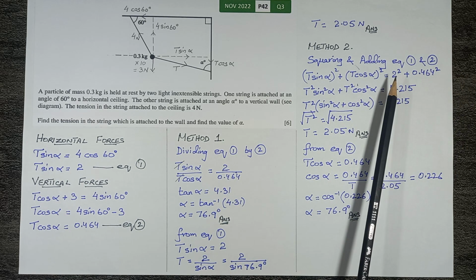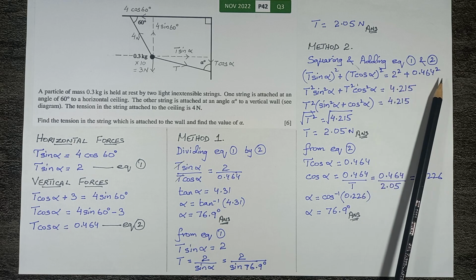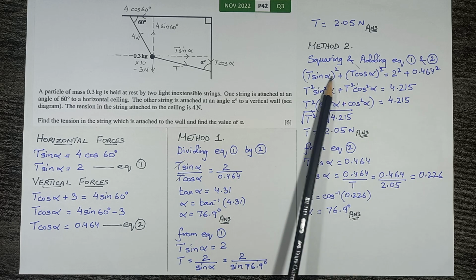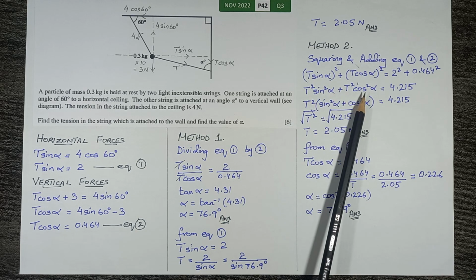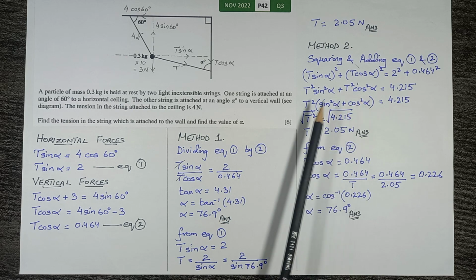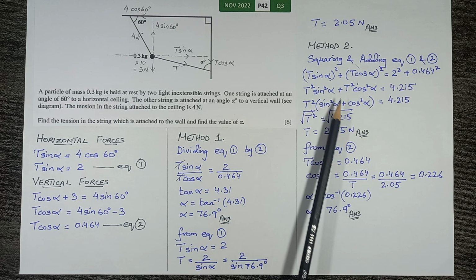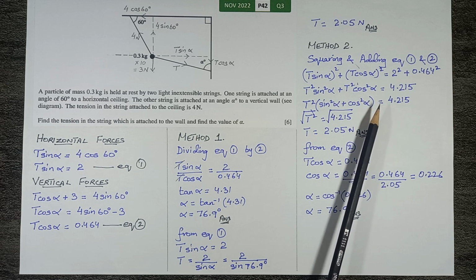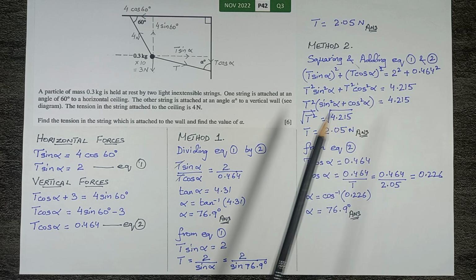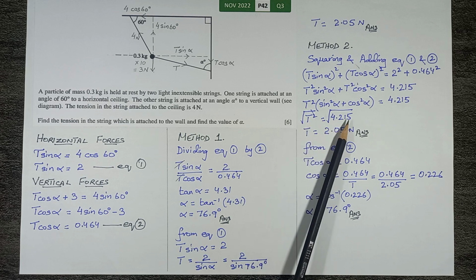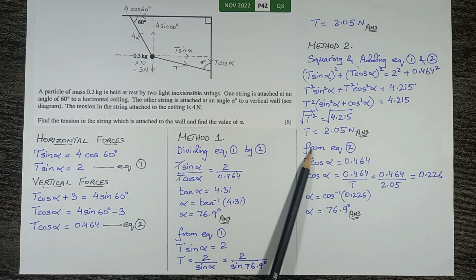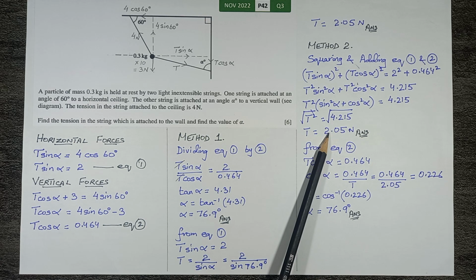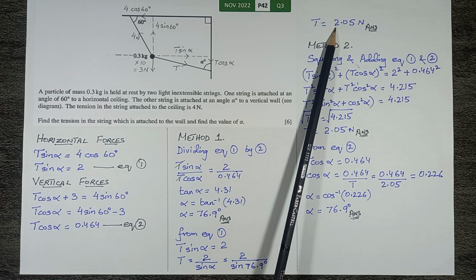0.464 squared. After simplifying 2 squared plus 0.464 squared, we have 4.215, and opening up the bracket, which is T squared sine squared alpha plus T squared cos squared alpha. Taking T squared as common, we are left with sine squared alpha plus cos squared alpha in the bracket, which is an identity equal to 1. We are just left with T squared equal to 4.215. Taking the square root, finally we have the value of T as 2.05 Newton, which is the same answer that we got from method 1.